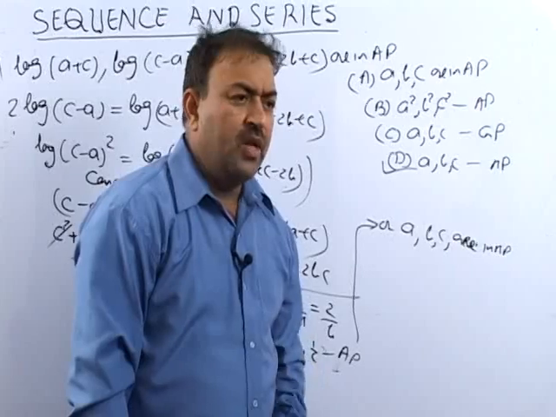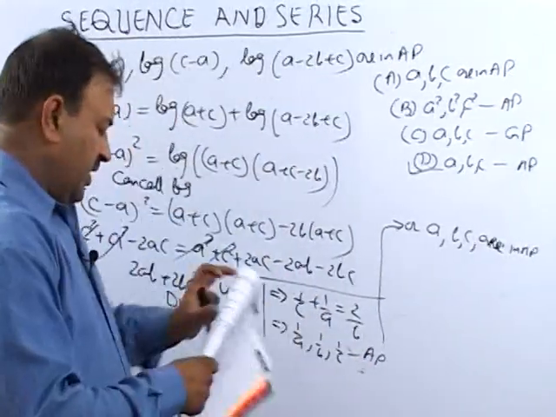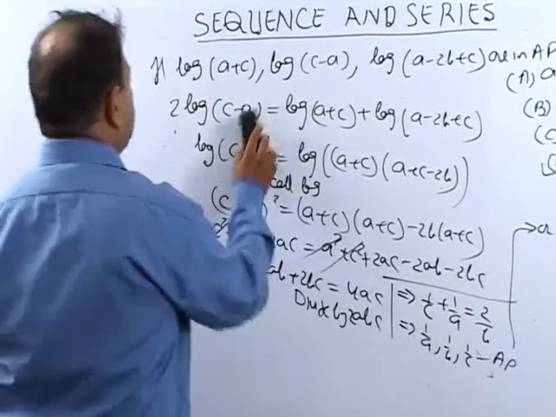And we can conclude A, B, C are in HP. So that was one more question of our booklet. Now it is of logs. It is the very next question, question number 12.